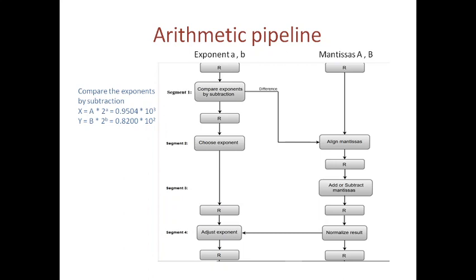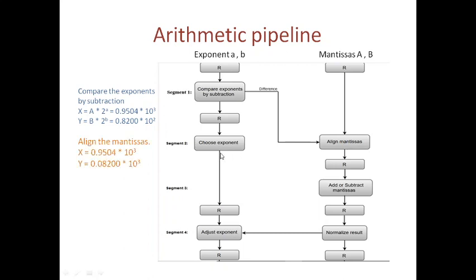Let's have an example with it simultaneously. Let's say x and y be the numbers. So we can write x is equal to A multiplied by 2 raised to a, where A is the mantissa and a is the exponent. Let's take the example of 0.9504 multiplied by 10 raised to 3. Same way, let's take another number y. So in segment 1 the comparison of exponents will be done. Here the exponent is 3 and in the second number the exponent is 2. So the difference will be 1 and this difference will be sent to the align mantissa section.